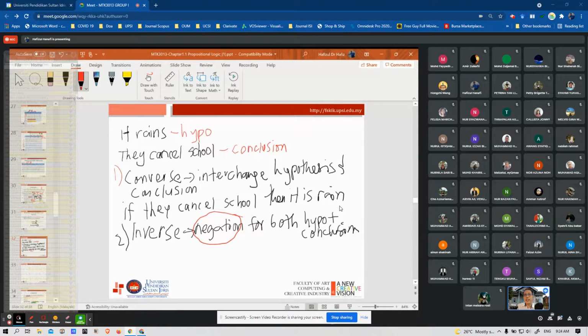Okay, so if I go for negation, it should be like, Ainon, can you help? Ainon Sakina, what will it become? Faizul, what will it become? Don't know.